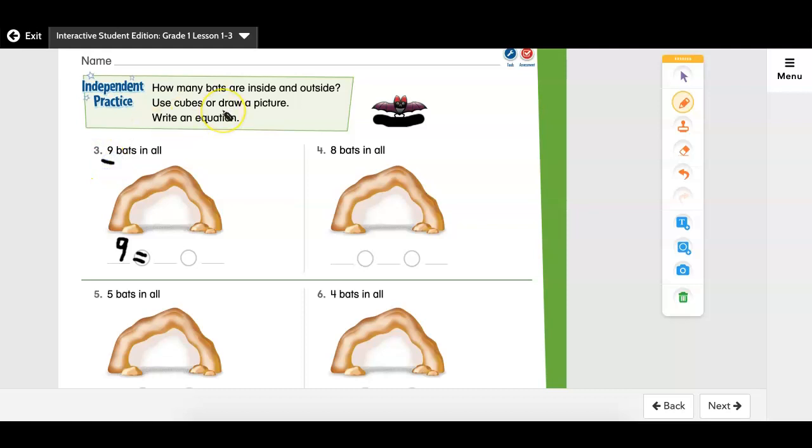So boys and girls, this is your chance to decide how many bats are going to be inside and how many are going to be outside. The most important thing to remember is that however many bats are inside and outside, they have to equal 9.